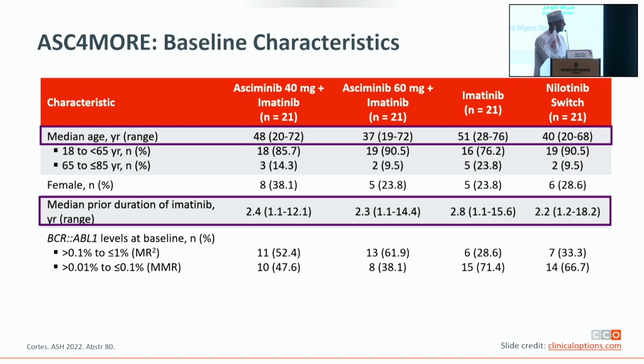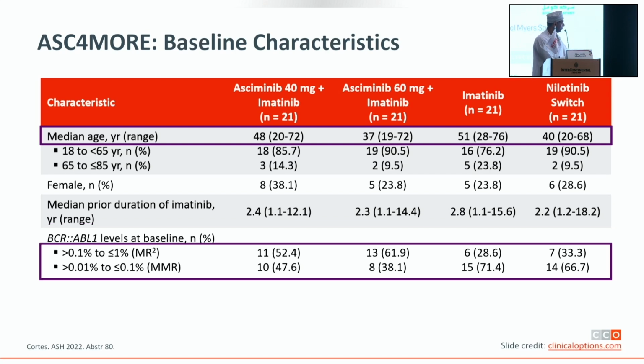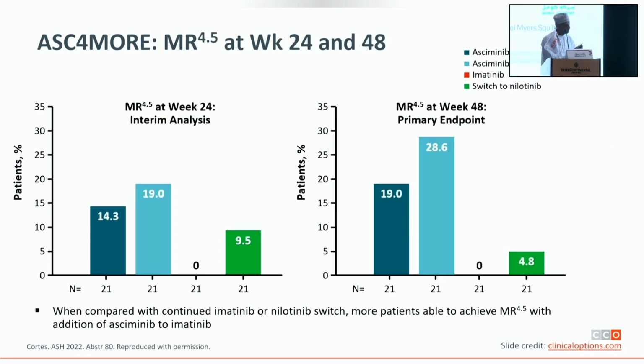The baseline characteristics were mostly balanced, but there were significant differences in some of the areas. So when you look at, let's say, the median age, 48 years for asciminib 40 milligram with imatinib, which is higher than the rest, and the median prior duration of imatinib was also slightly different between the groups. And those who had MR2 and MMR were also different between the groups. It's a small study, so you expect some differences in the baseline characteristics.